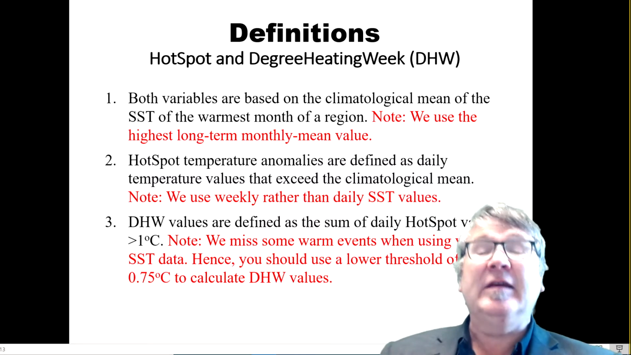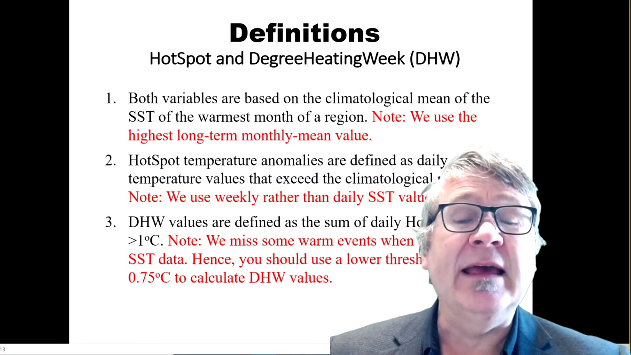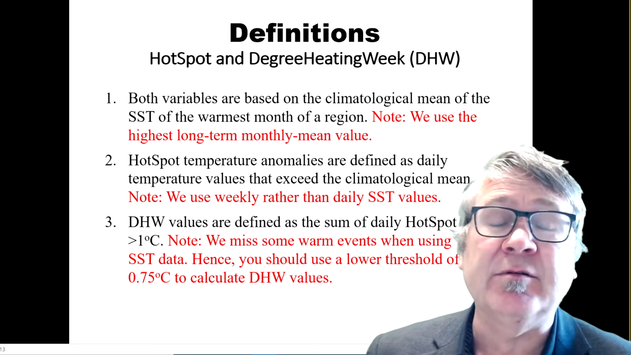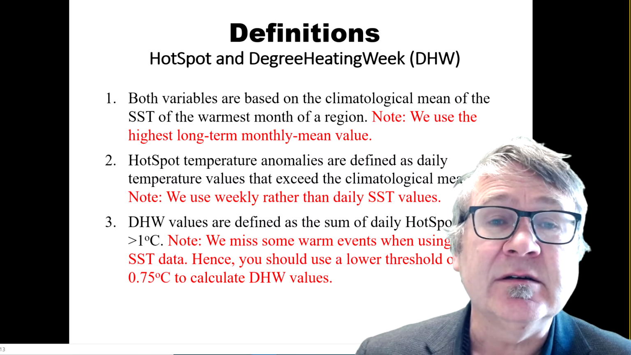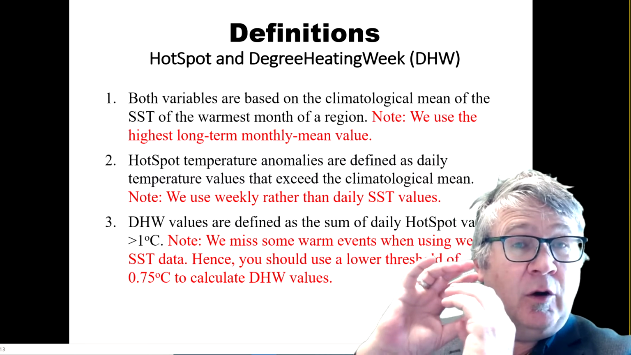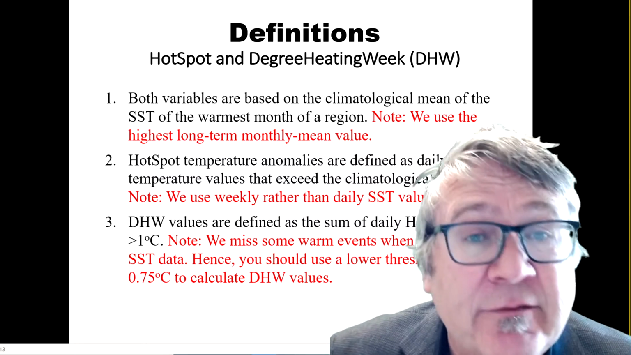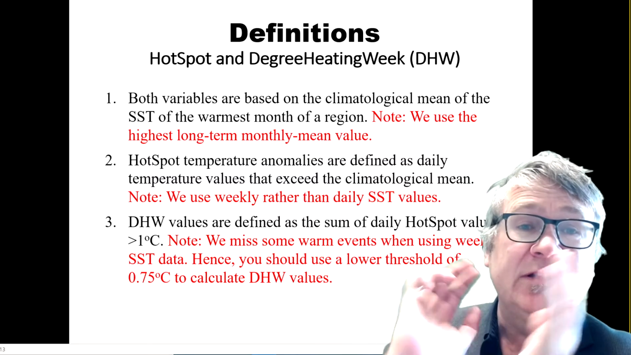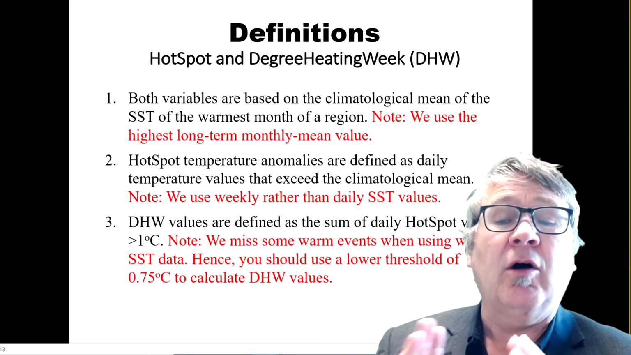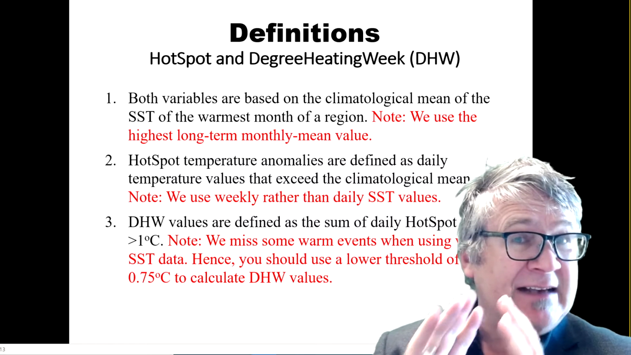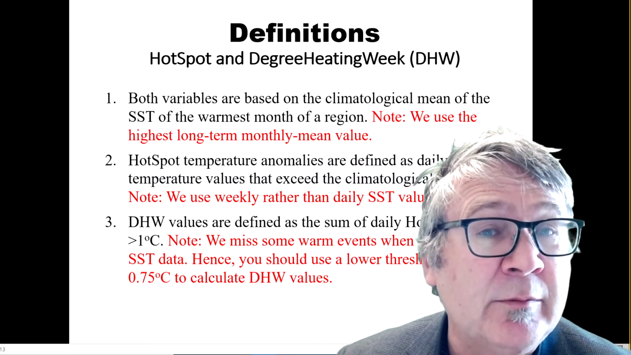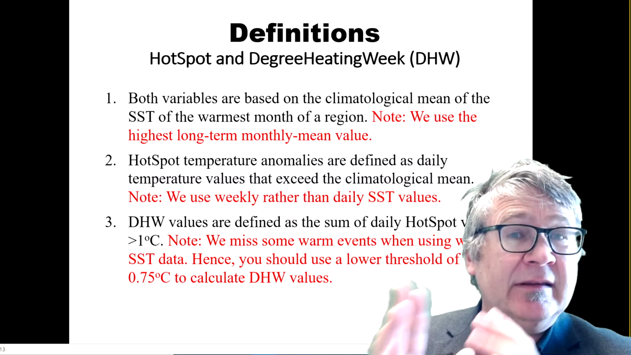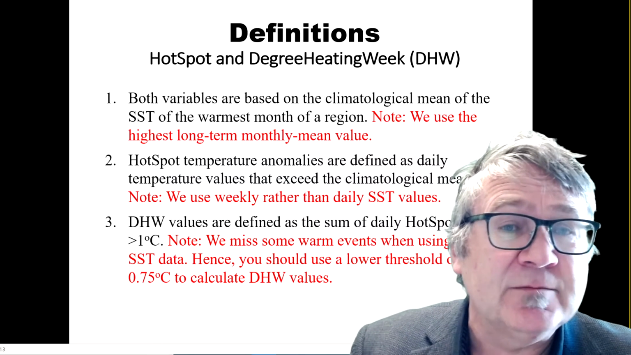So the degree heating week is defined as the sum of daily hotspot values exceeding 1 degree Celsius. We use weekly values, but originally it's based on daily values. You look at all the days that have hotspot values that exceed the climatological mean by more than 1 degree. You take that value and you sum it up with other values.